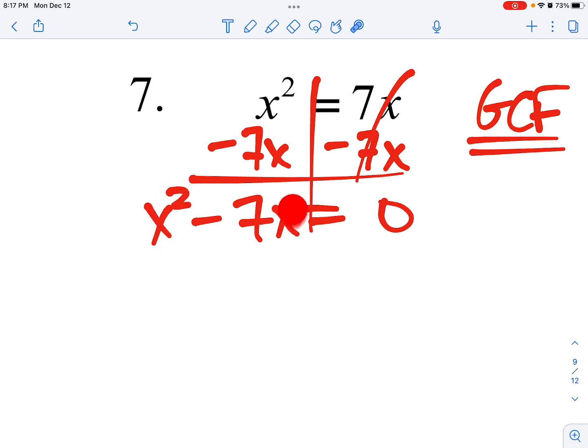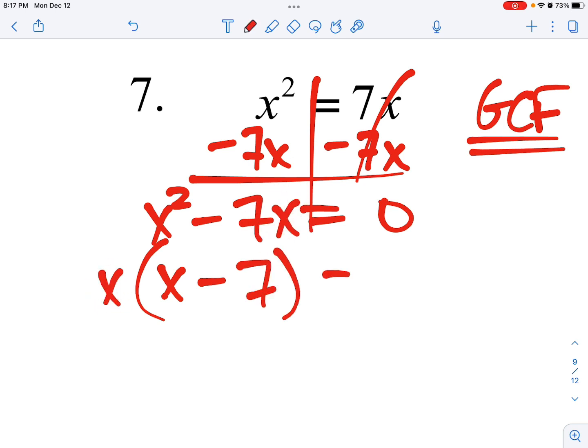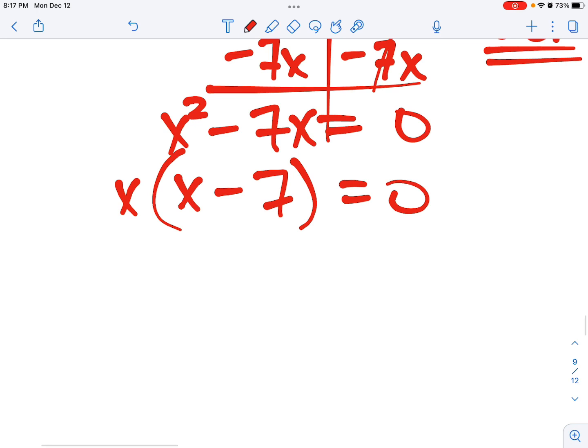Here's 2 x's, here's 1. The smaller of those is 1. When you start with 2 x's and you take 1 out, that means there's 1 left. Keep the minus sign. It was 7x, you got rid of the x, so the 7 stays. I think this means now I do what I'm supposed to do, I guess.